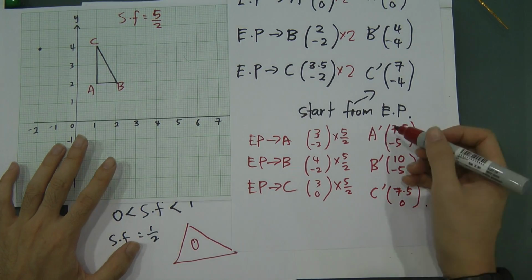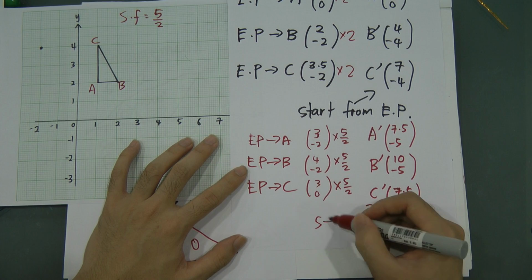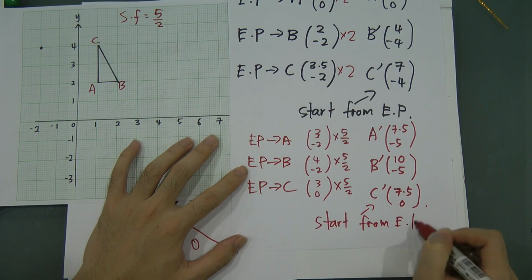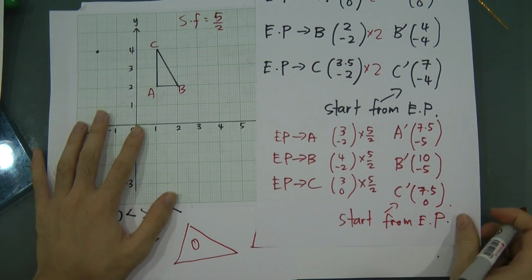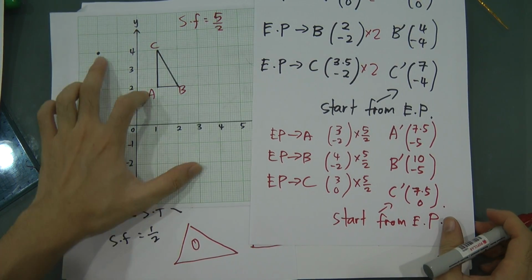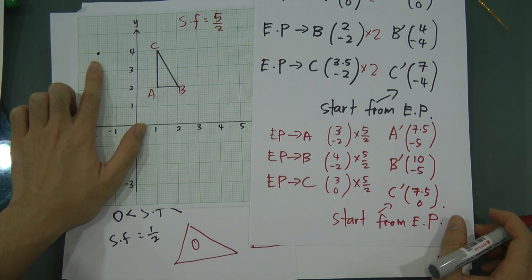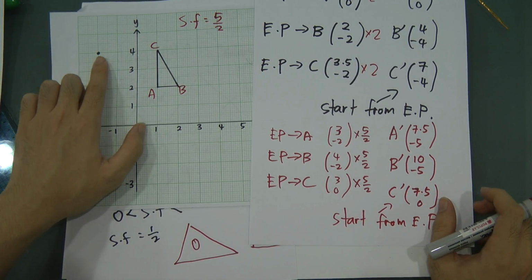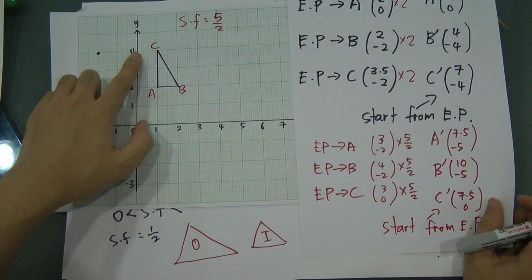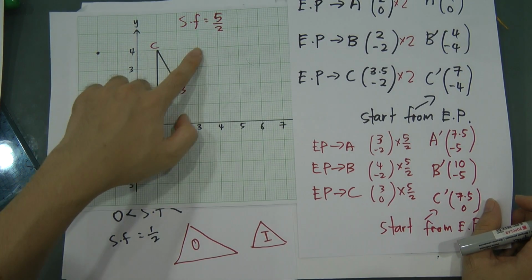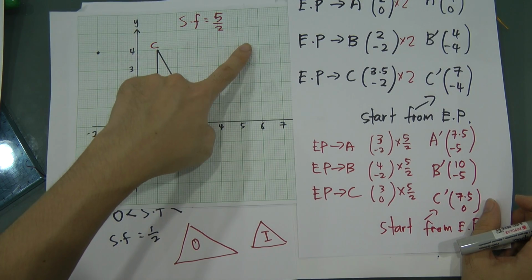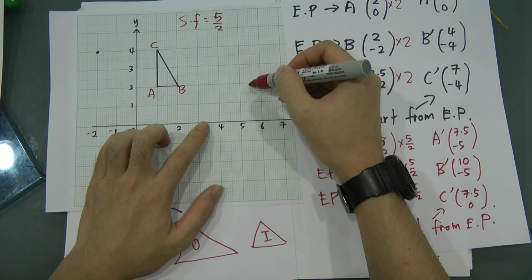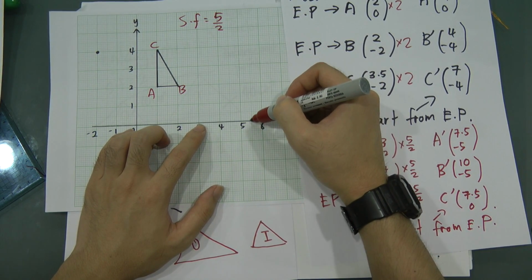Alright, so I say this one must start from, calculate must start from the enlargement point. Alright, so from here, you can roughly see the enlargement point over here. This is the enlargement point. Alright, so the first one, A first. 7.5 means I move 1, 2, 3, 4, 5, 6, 7.5. And I go down 5 units. 1, 2, 3, 4, 5.